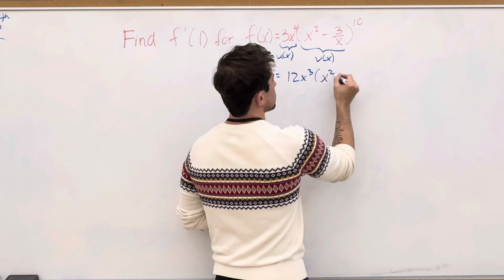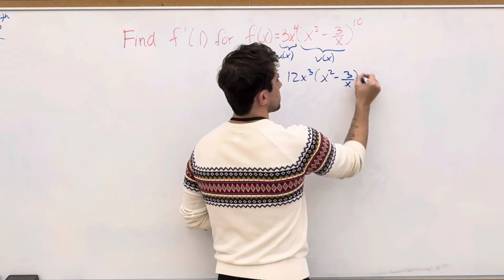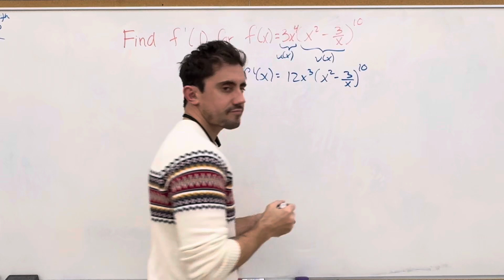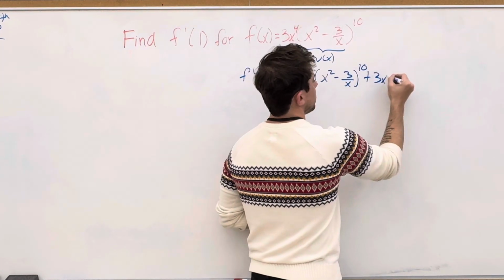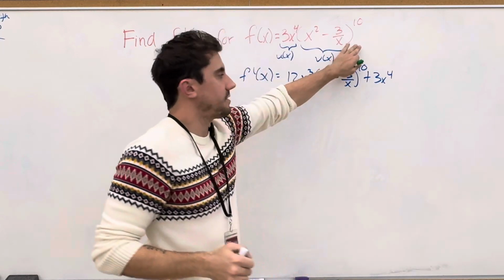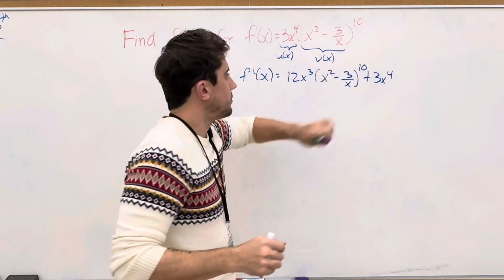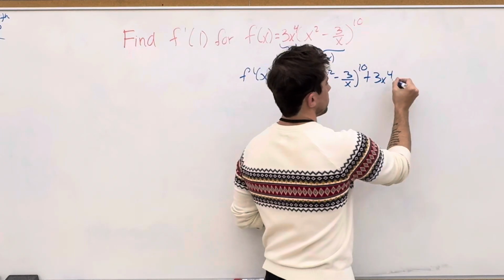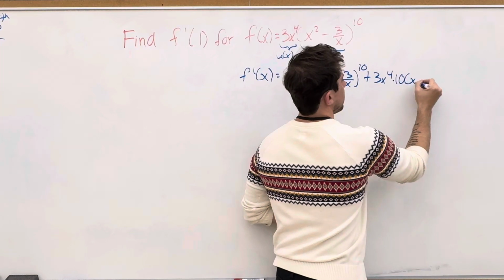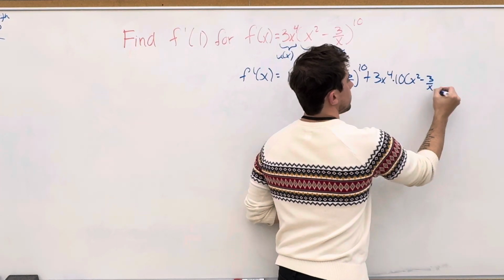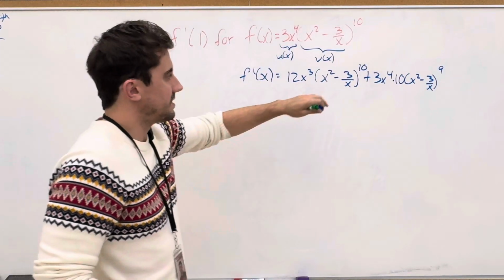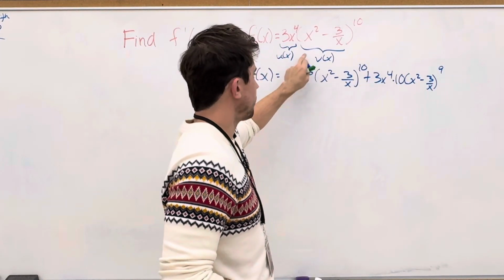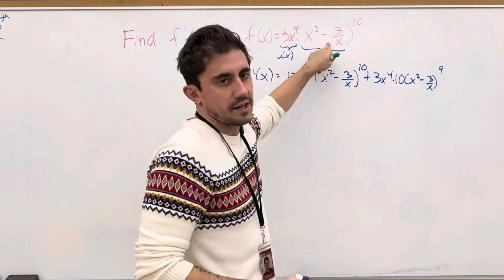And then we're going to write v of x as it is. So we'll have x squared minus 3 over x all to the power of 10 plus, now we're going to leave u of x by itself and use the chain rule to differentiate v of x. Okay, so the exponent of 10 multiplies out front, and then the exponent of 10 goes down by 1 to become 9, and we multiply the entire expression by the derivative of the stuff inside the brackets.